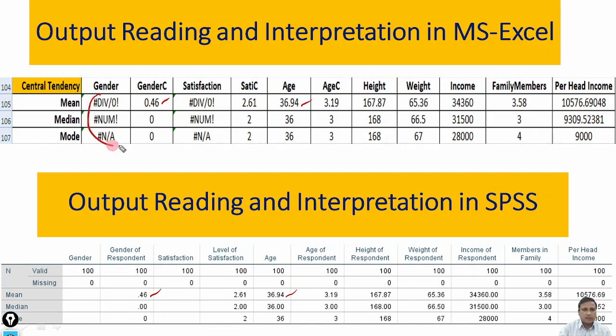For example, for gender, here is the error message. Here in SPSS there are no values. SPSS is not able to compute mean, median, mode for gender. Here also for satisfaction there is an error message, here it is empty. But in any other column, all those numbers are present in both. So there is no such difference in the results of MS Excel and SPSS. It is up to you. If you are comfortable in MS Excel, go with MS Excel. If you are comfortable in SPSS, go with SPSS. No problem at all.